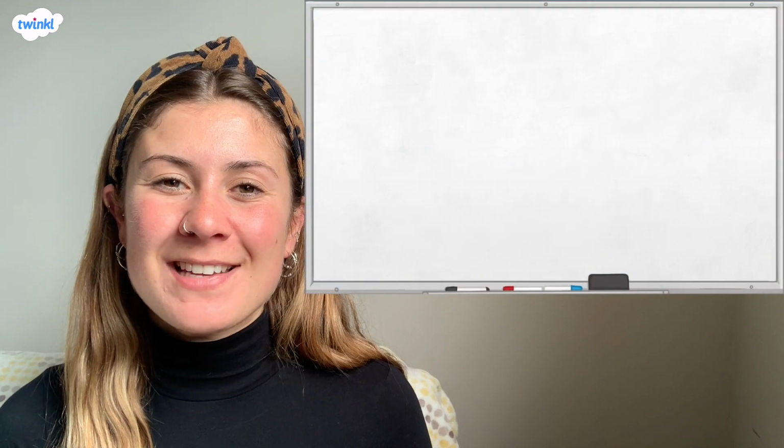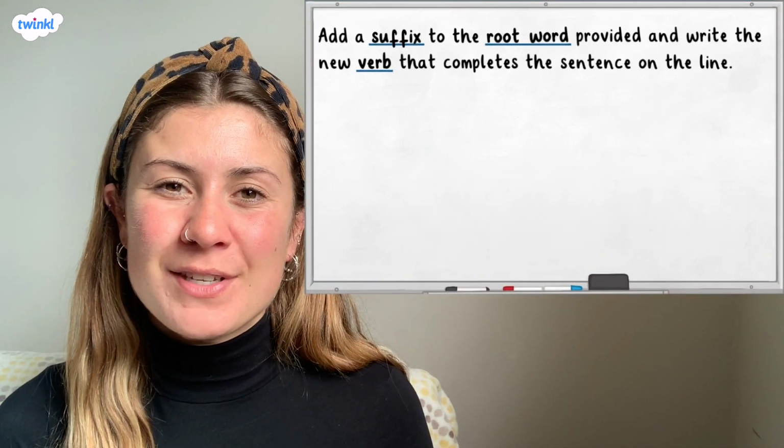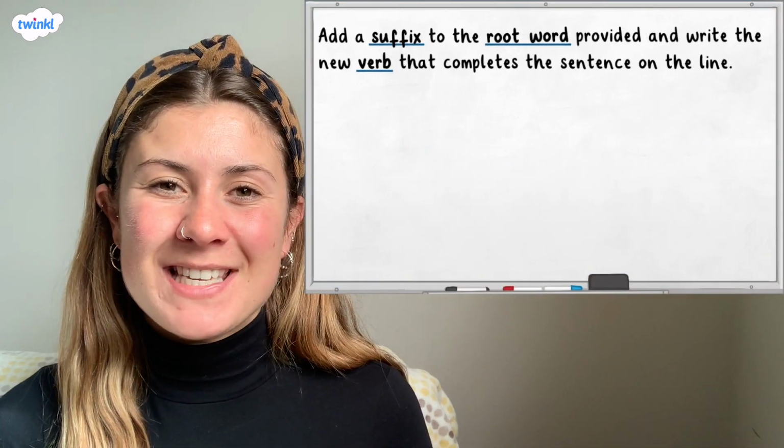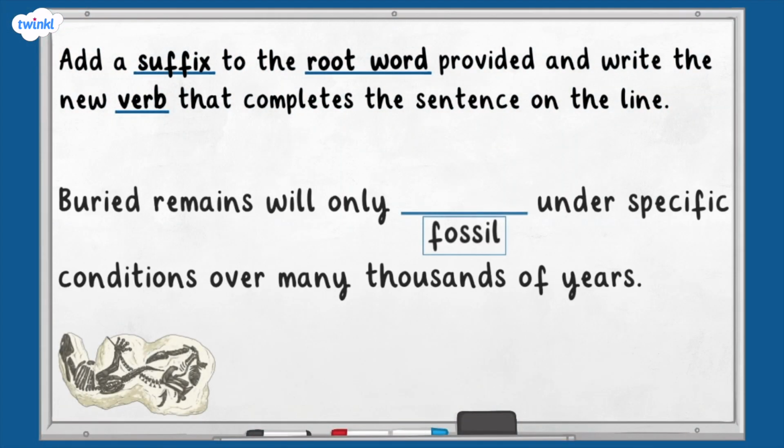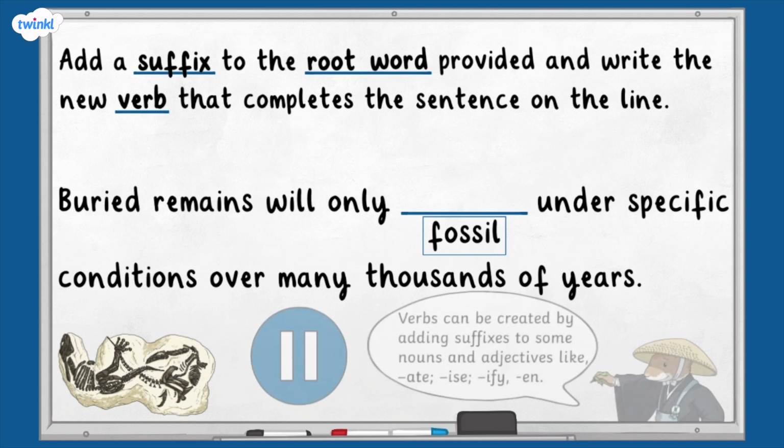In this question, you're being asked to add a suffix to a root word to form a verb that completes a sentence. Pause the video now and have a go. You may want to write your answer down on a whiteboard, a piece of paper, or you might just want to say your answer out loud. Press play when you have an answer.